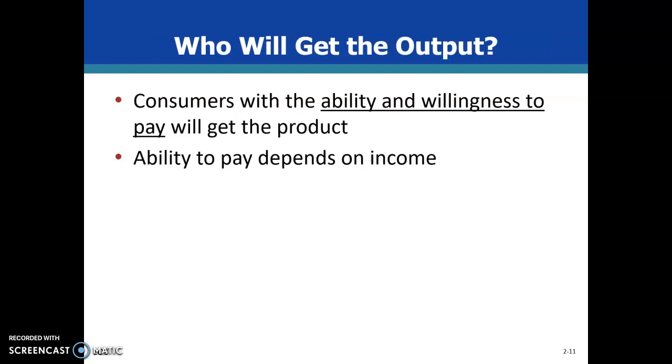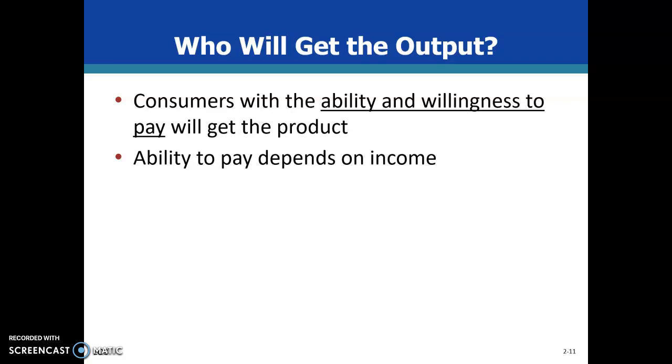Who will get the output? How do we determine this? In a market economy, consumers that are able and willing to pay will get the product, okay? Consumers, first of all, have to have demand for the product, okay? So they are interested in the product, but they also have to have the ability to pay for the product, okay? I might have demand for a Lexus, right?